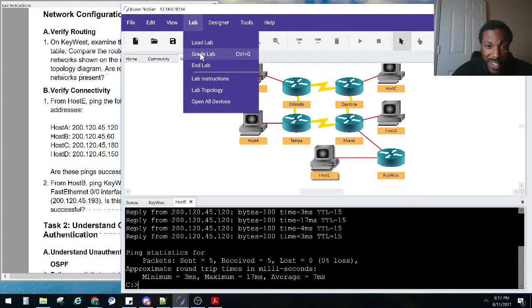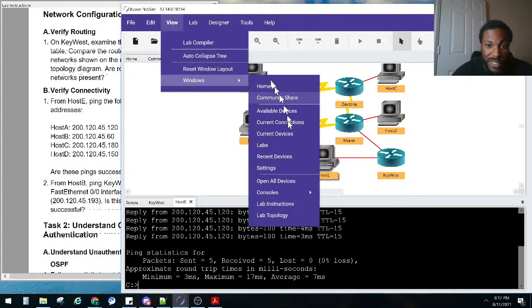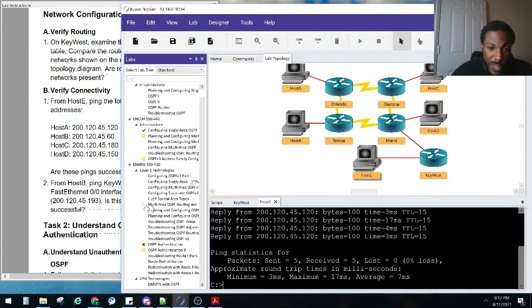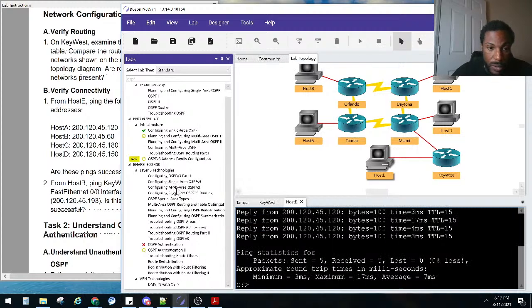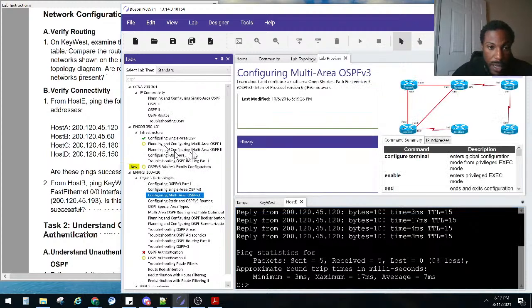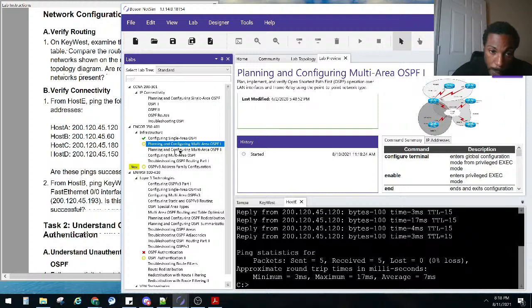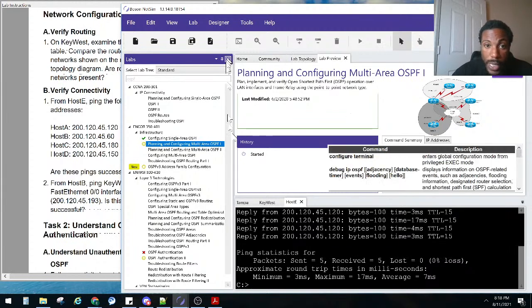We go to where they at right there? View, Windows, Labs. So if I want to learn about, let's say next week, we'll probably do multi-area OSPF, which is right over here. That's OSPFv3 though. Multi-area OSPF, you can just load up that lab. We don't have to worry about configuring IP addresses and host names and basic stuff. We just jump right into the technology we want to. So that's what I like about Boson and stuff.